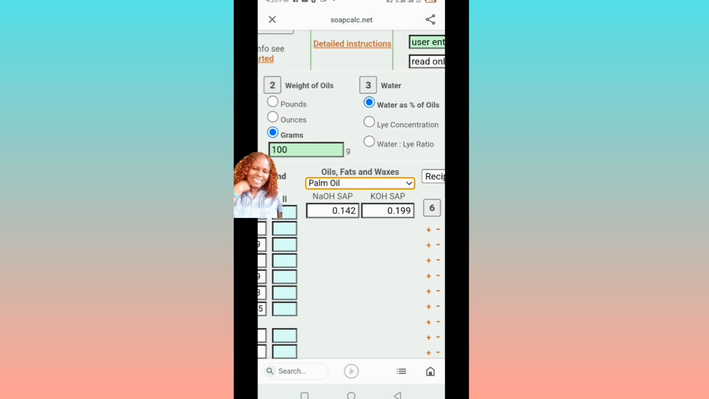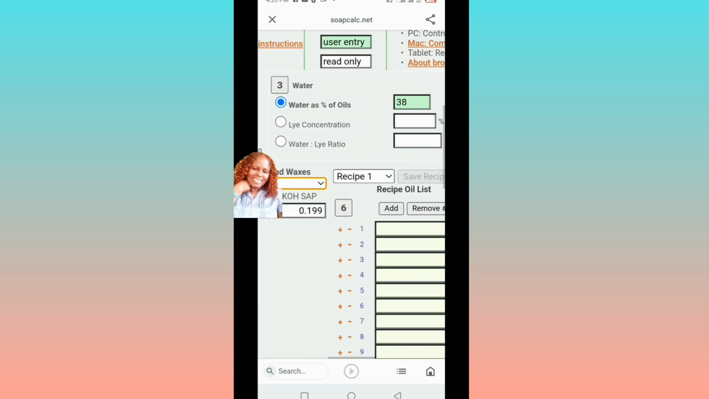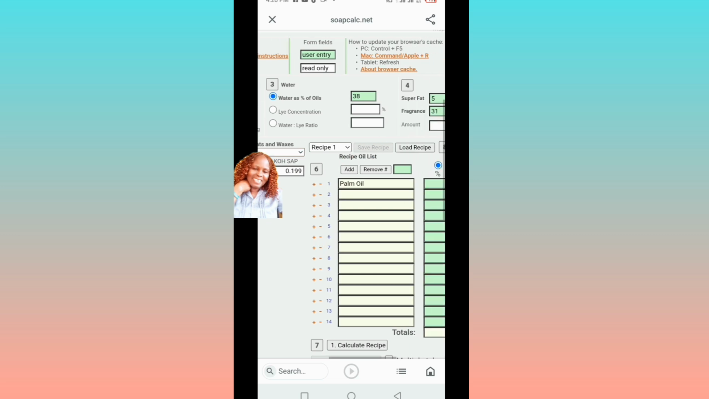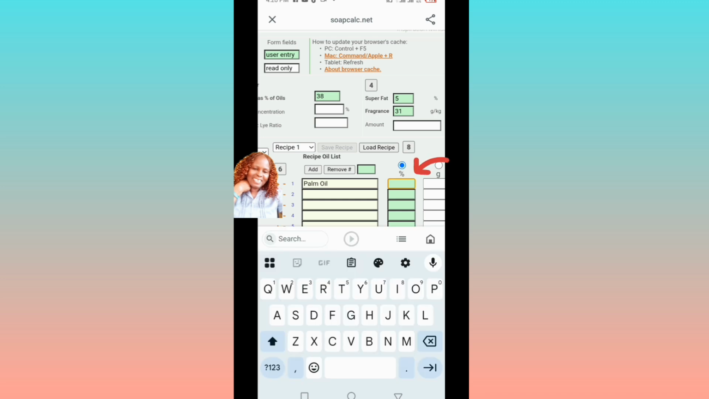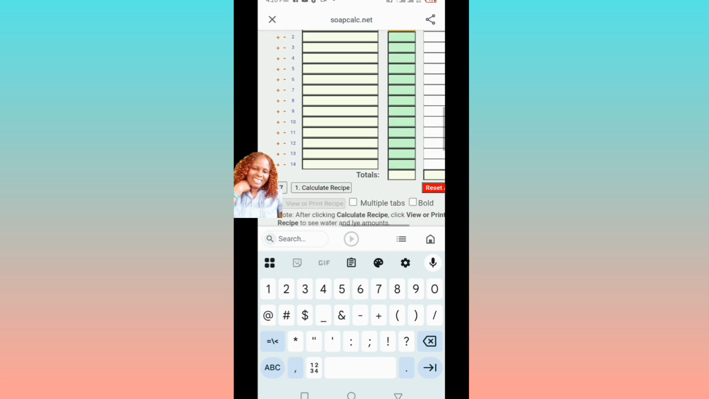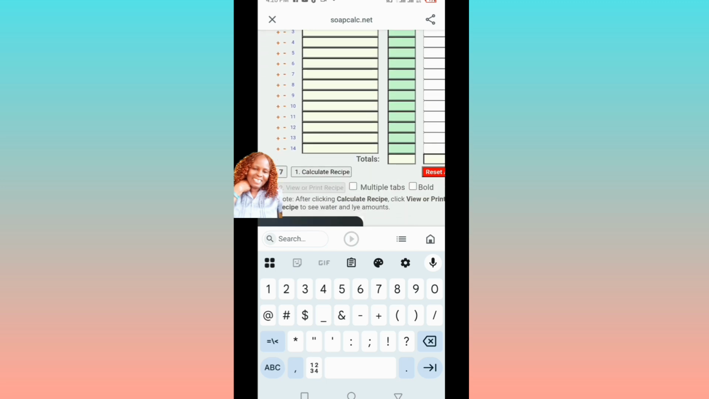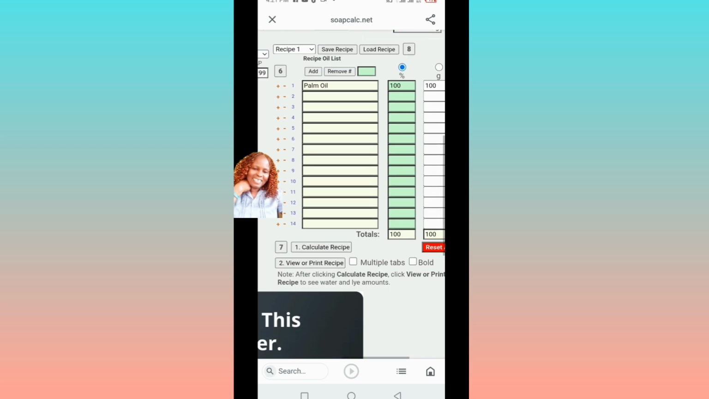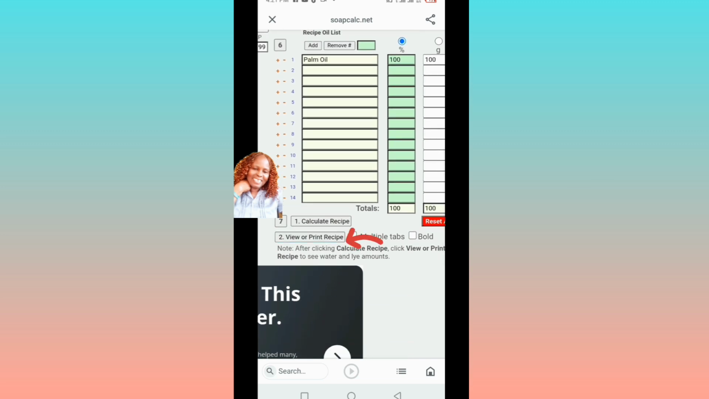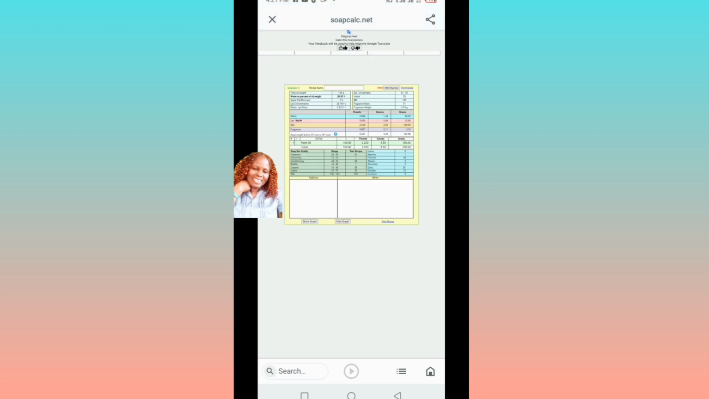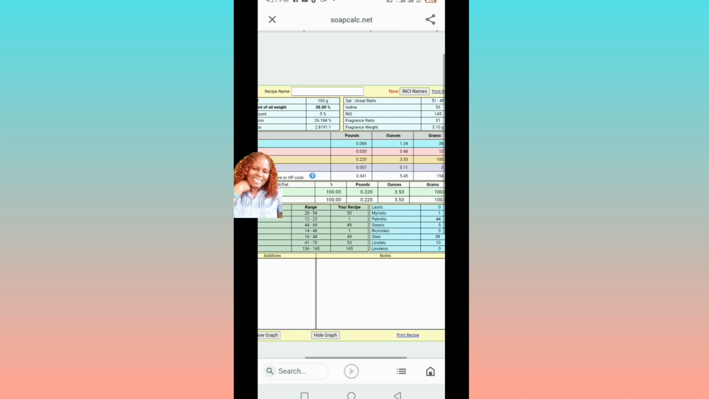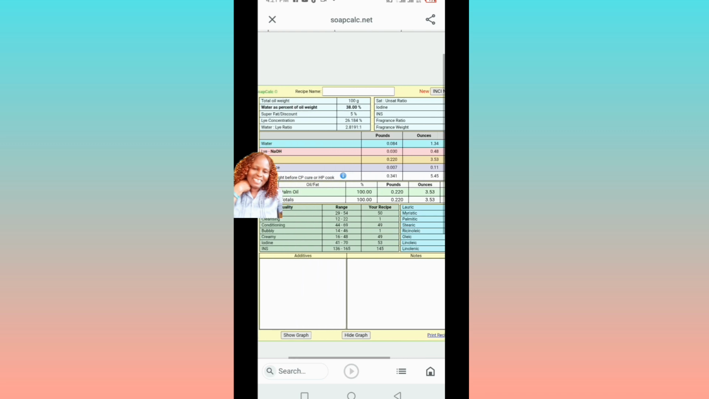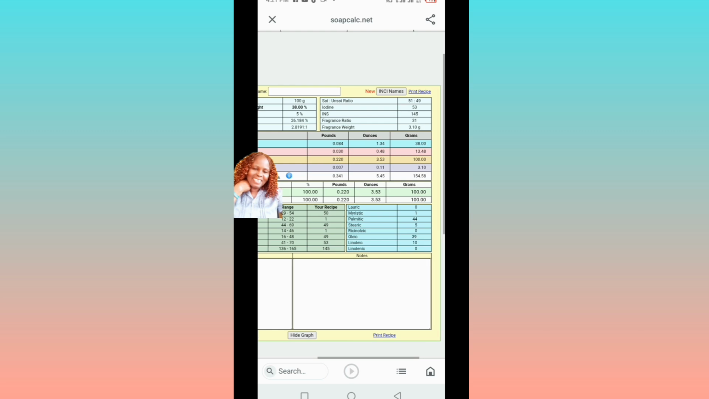I've clicked it. I will scroll to my right hand side and click on add. I have added the palm oil, and it is asking me for the percentage. I will say 100% since it is only one oil that I'm using. This 100 is not the amount in grams, it is the percentage of palm oil in the total oil. Then I will click calculate recipe and then view and print recipe. So it has calculated my recipe for me, giving me 38 grams of water and 13.48 grams of caustic.